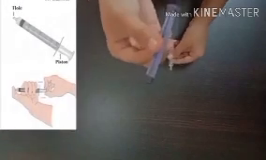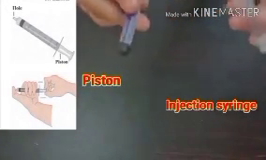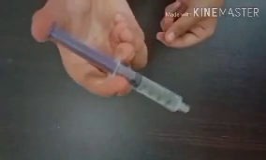Take an injection syringe without the needle. Pull its piston and observe it as you do so. The piston can be pulled out easily. The piston then remains in that position even if you let it go.